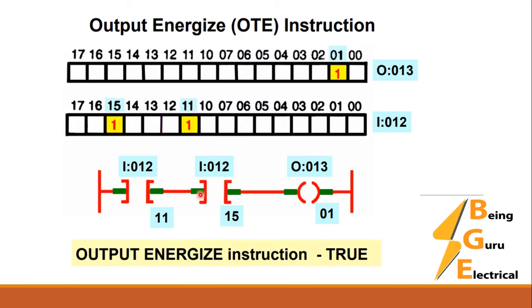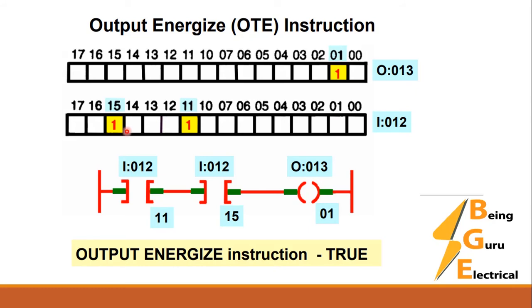Now see here an example. We have I colon 012 and O colon 013. If you didn't understand this, I recommend you go back and check the previous videos, because if you don't understand the memory registers, you cannot understand this. I colon 012 is the input memory register, and this is the output register. So 11 refers to this switch status. We have 11 here and 15 here. So this is 1, this is 1.